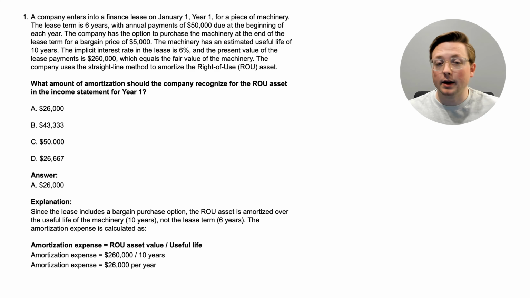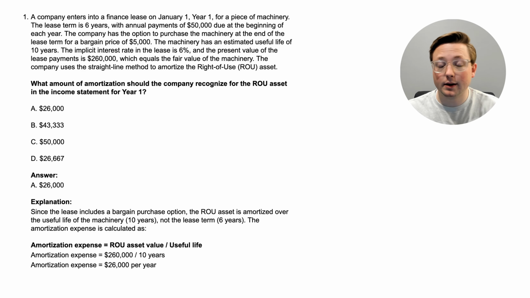lease term. So again, just to reiterate that, because this has a bargain purchase option, and that's why it's a finance lease, you actually use the useful life of the machinery instead of the lease term when you are calculating the right of use asset amortization. So that makes it pretty easy. $260,000 of the present value of the lease payments, divide that by the 10 years, and that gives you $26,000 of the right of use asset amortization for the next 10 years. So that's a pretty simple calculation right there.